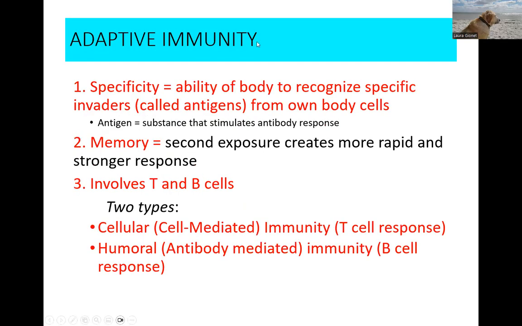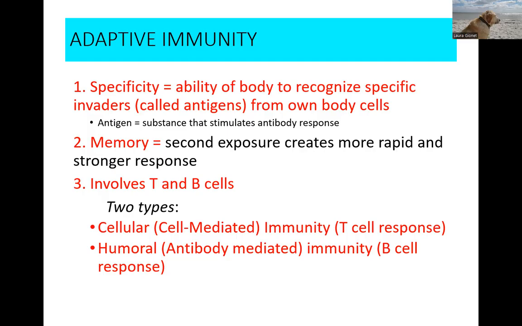Okay, adaptive immunity or specific immunity is the ability of the body to recognize specific invaders with those specific antigens on its cell surface from your own body cells. An antigen, remember, is a substance that stimulates or can stimulate an antibody response or some kind of immune response in the body. If the antigen is to a foreign invader, we need to get rid of it. If that antigen is one of our MHC complexes, we're going to leave it alone because that's a self cell.